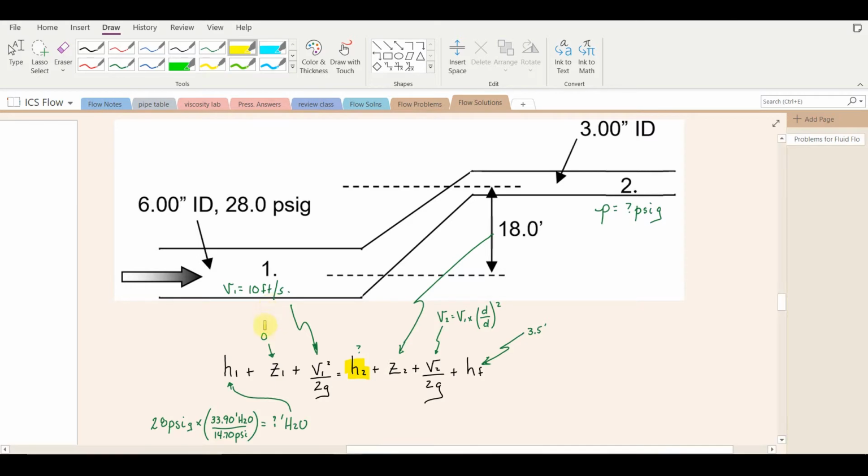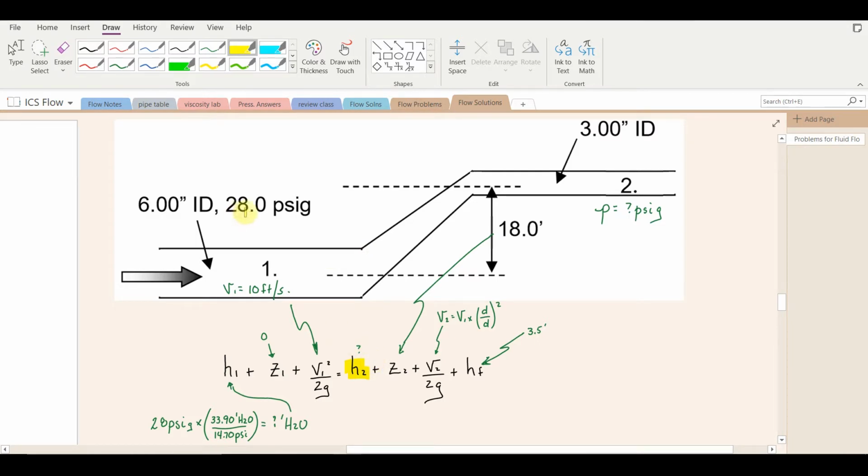The elevation at the lowest point is always set to 0. The higher elevation is 18 feet. We're given velocity 1 is 10 feet per second. We can calculate V2 as V1 times the ratio of diameter squared. That'll give us that term. So it remains to find the pressure at point 1, so we can find the pressure at point 2.